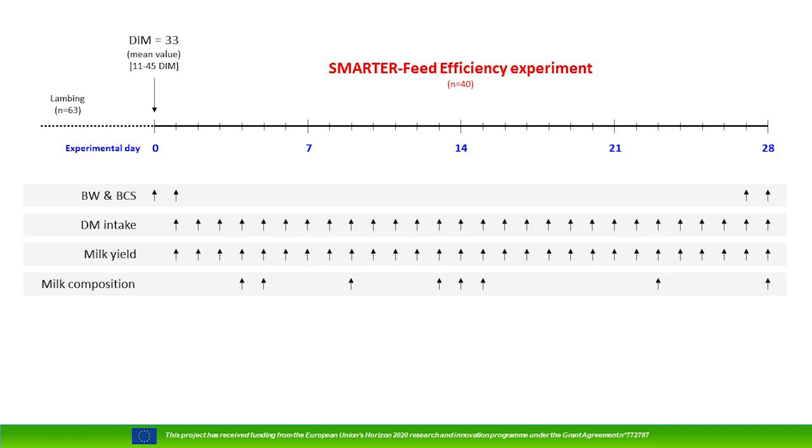The dry matter intake is measured individually every day, the milk yield every day, and the milk composition more or less between 2 or 1 every week. You have 2 times here, 1 time there, 3 around the half of this period, and 1 on day 21 and 28 at the end.